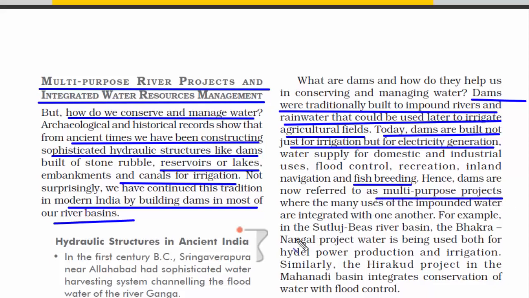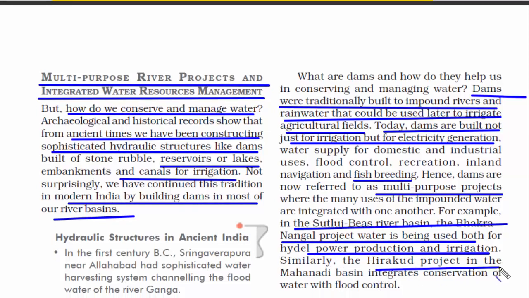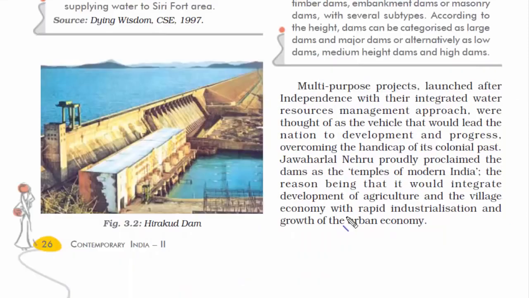So some of the examples are Satluj Beas River Basin. So there you'll find Bhakra Nangal Dam. So this project is used for both hydel power production as well as irrigation. Then we have Hirakud Dam on Mahanadi Basin in the state of Odisha. Their water is used for conservation as well as for flood control. To boost any country's economy, we need rapid industrialization and growth in the urban economy.